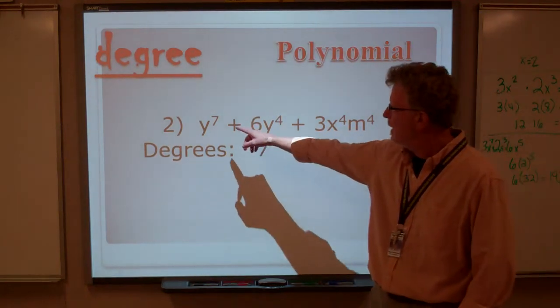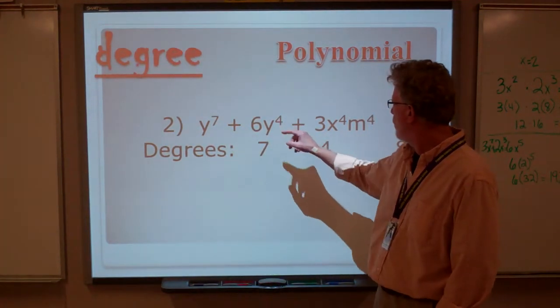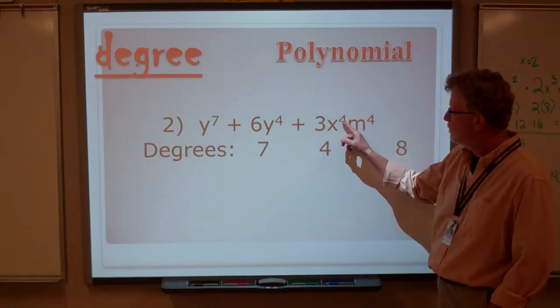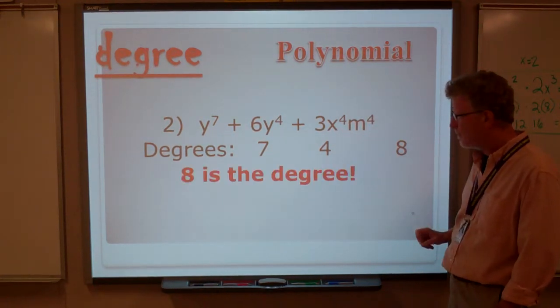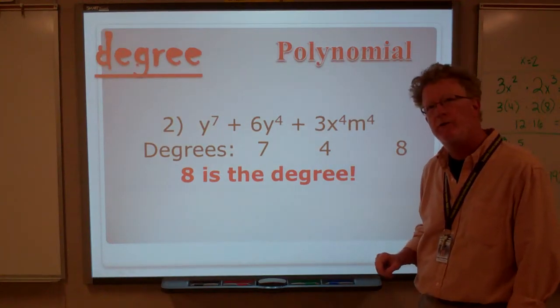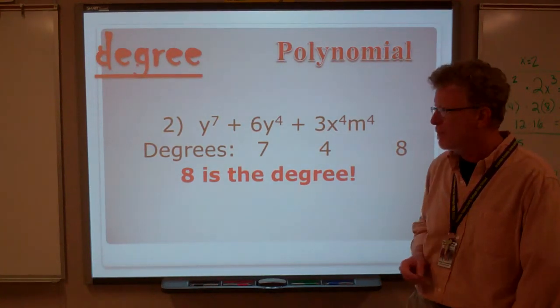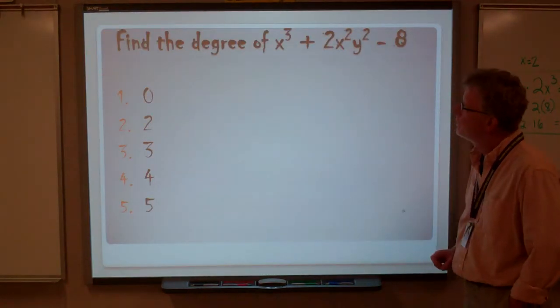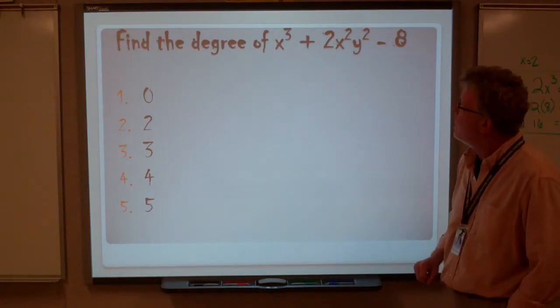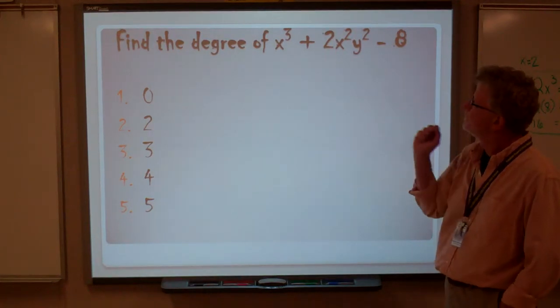Okay, so we see here we have 7, here we have 4, and here we have 8. 4 for the x and 4 for the m. So that total of 8 is the largest, and so it's also the degree. So we would say this is a polynomial in the 8th degree. Now, find the degree of this expression.